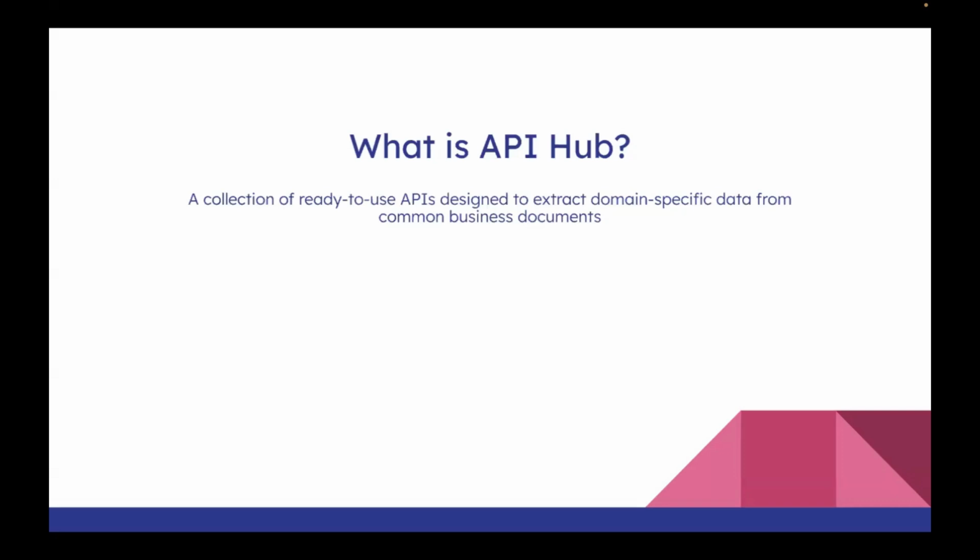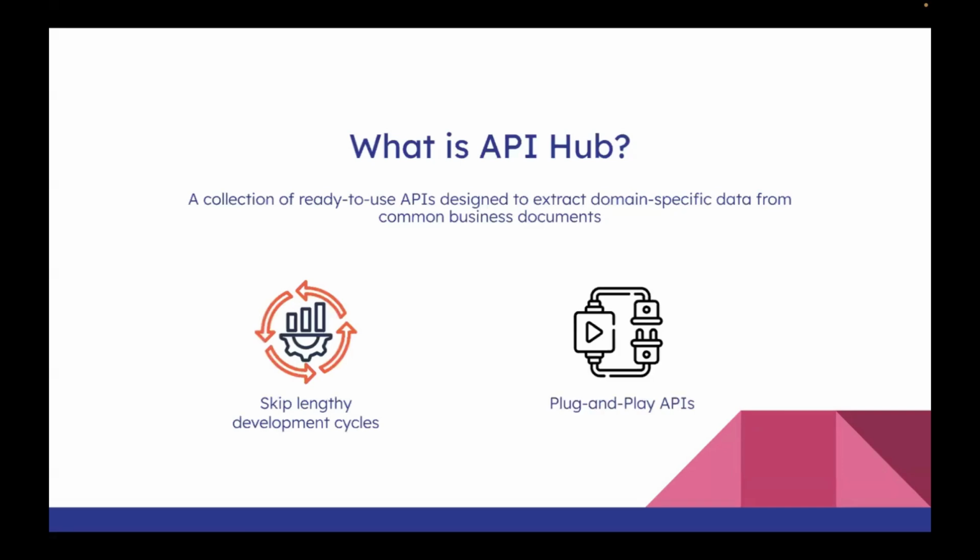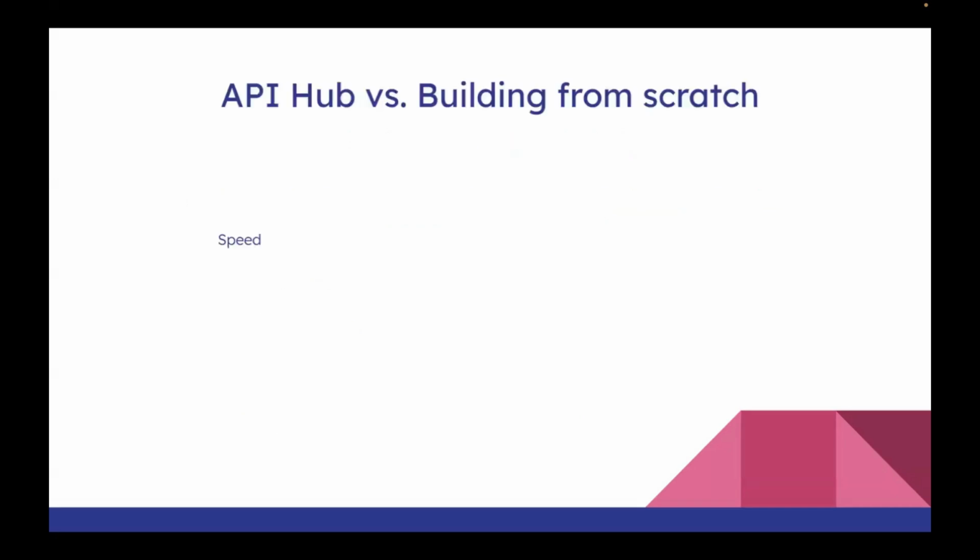With the API Hub, we see that we can skip lengthy development cycles. This is essentially a plug and play service where you do not really have to do any of the heavy lifting. It's already done and made ready for you. So what you have to do is take this API and plug it into your workflow wherever relevant, and you're good to go.